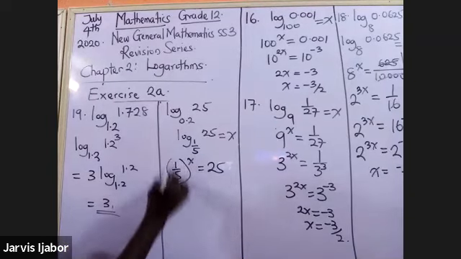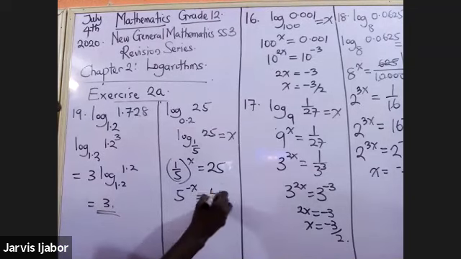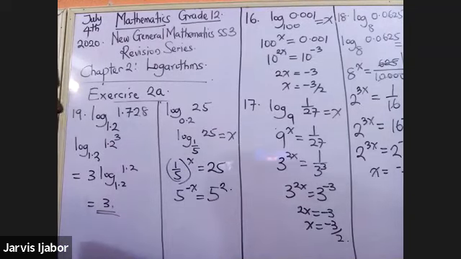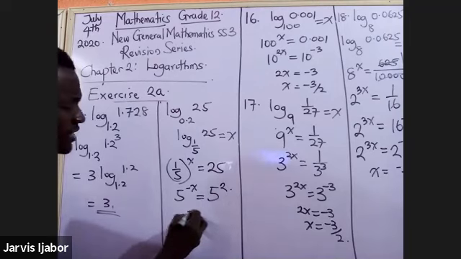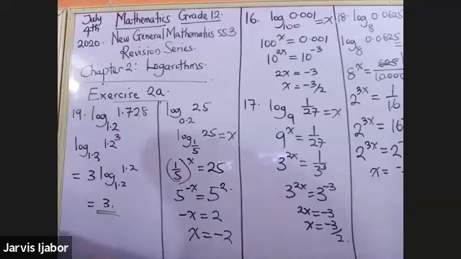25. This will be 5 raised to the power of minus x equal to what? 5 raised to the power of 2. So if negative x is equal to 2, it means that x definitely must be equal to negative 2. If a good thing is equal to a bad thing, it means that the bad thing is equal to a good thing. Just logical arguments.